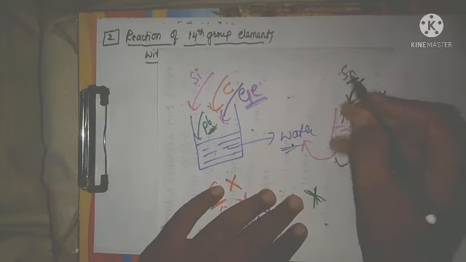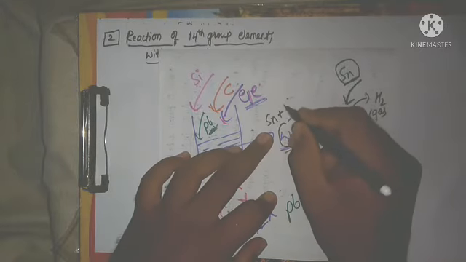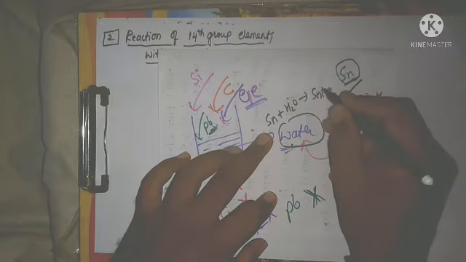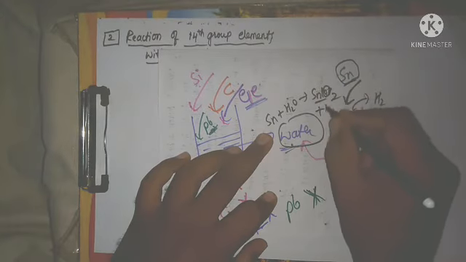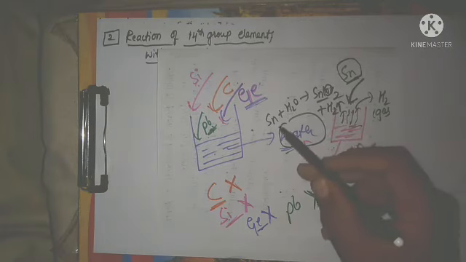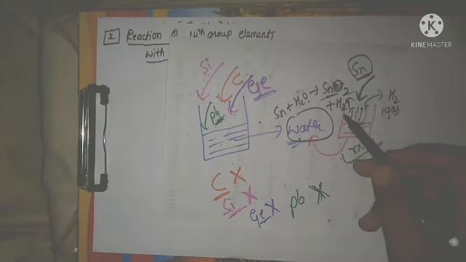Here I will write the reaction when tin reacts with water. When tin reacts with water, it will form the corresponding oxide, tin dioxide, and releases dihydrogen as gas. When tin reacts with the water, it will form the corresponding oxide and release the hydrogen gas.